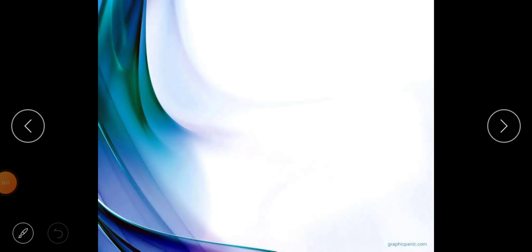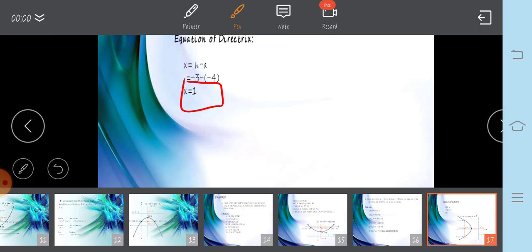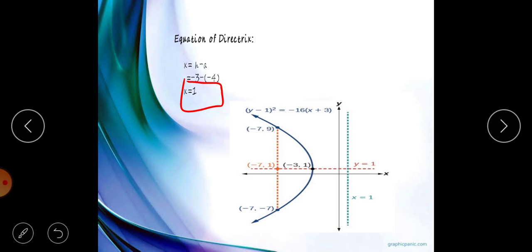So to find the value of our directrix, we will use x is equal to h minus a. So just substitute the value of h and a. Negative 3 minus negative 4, so we will come up to x is equal to 1. So this is now the equation of our directrix. And the graph of our equation looks like this. So this is now the graph of our equation.